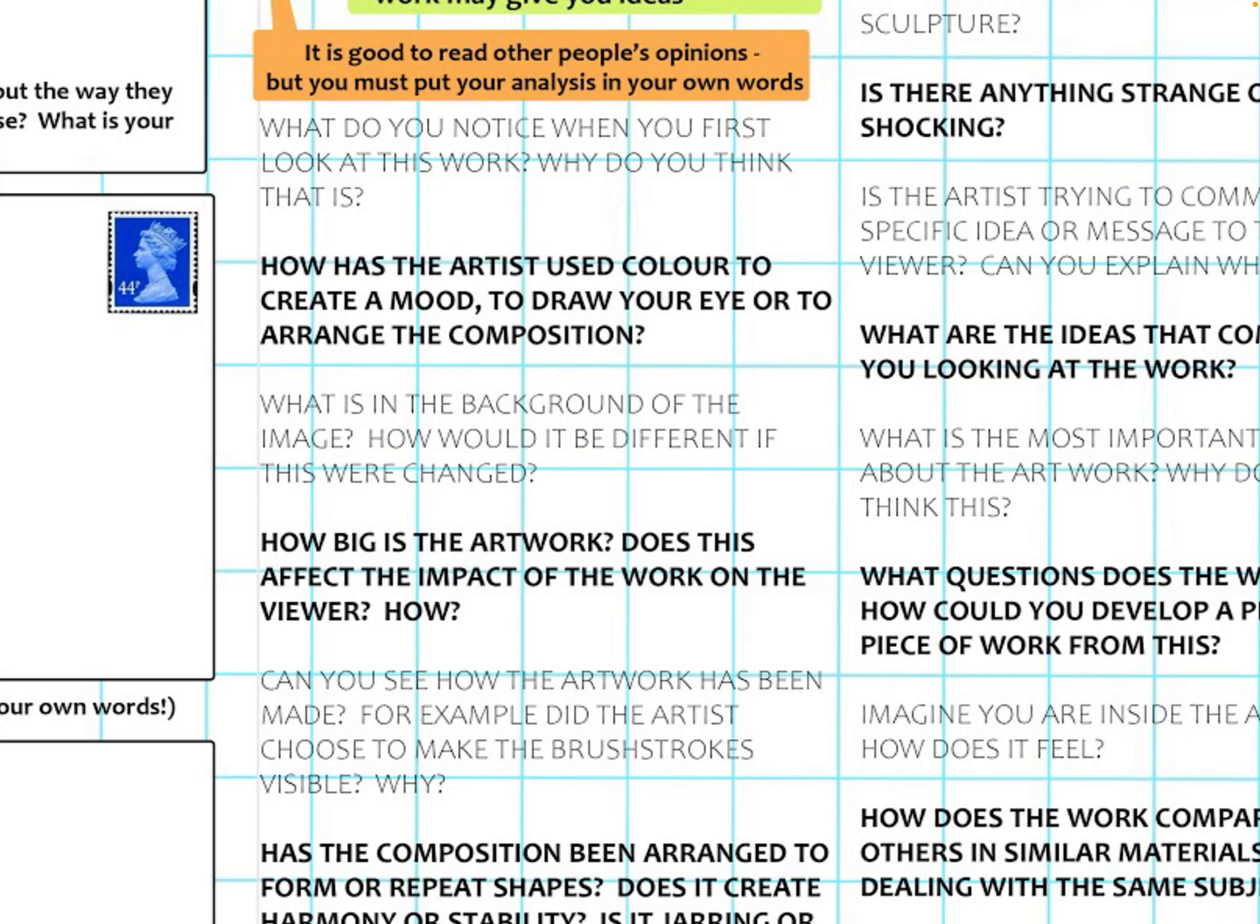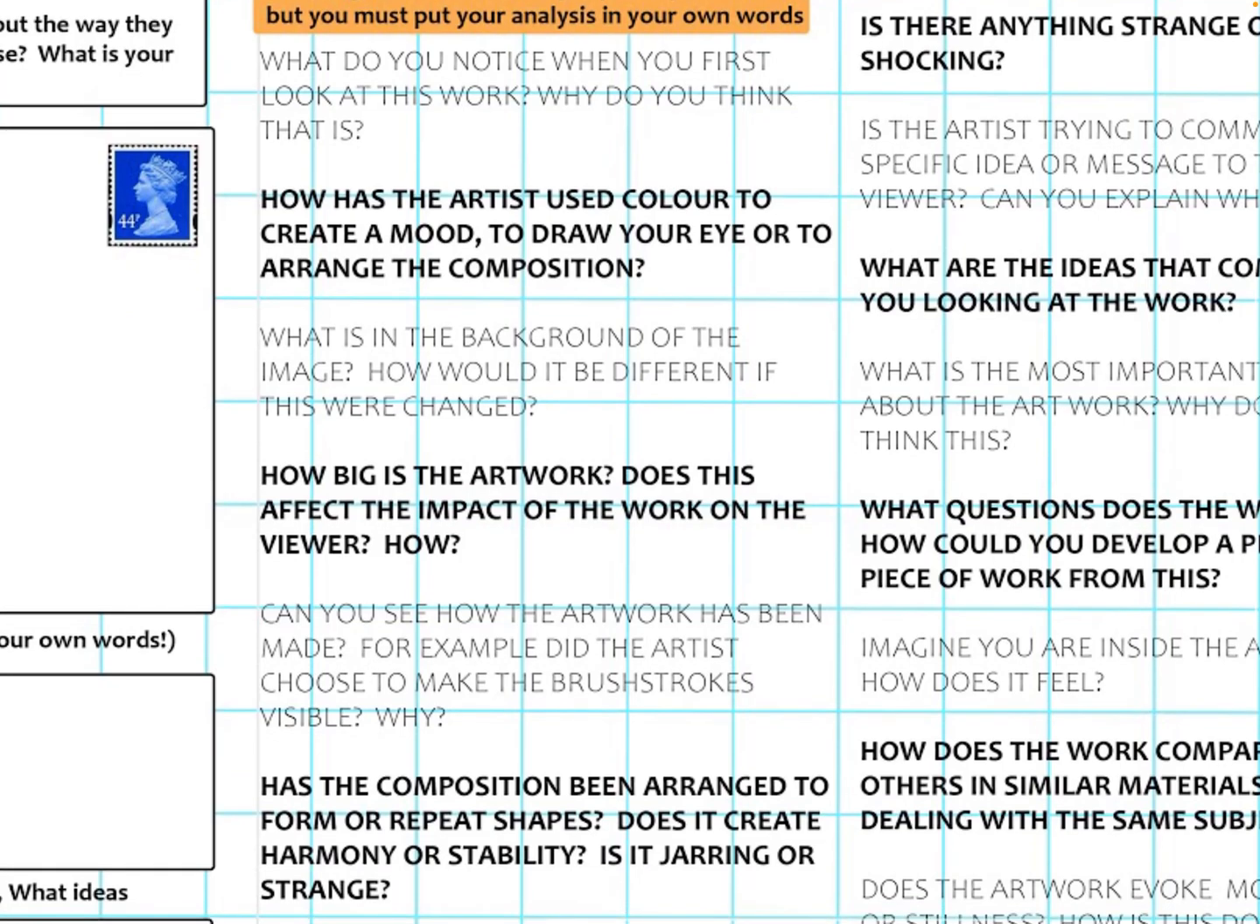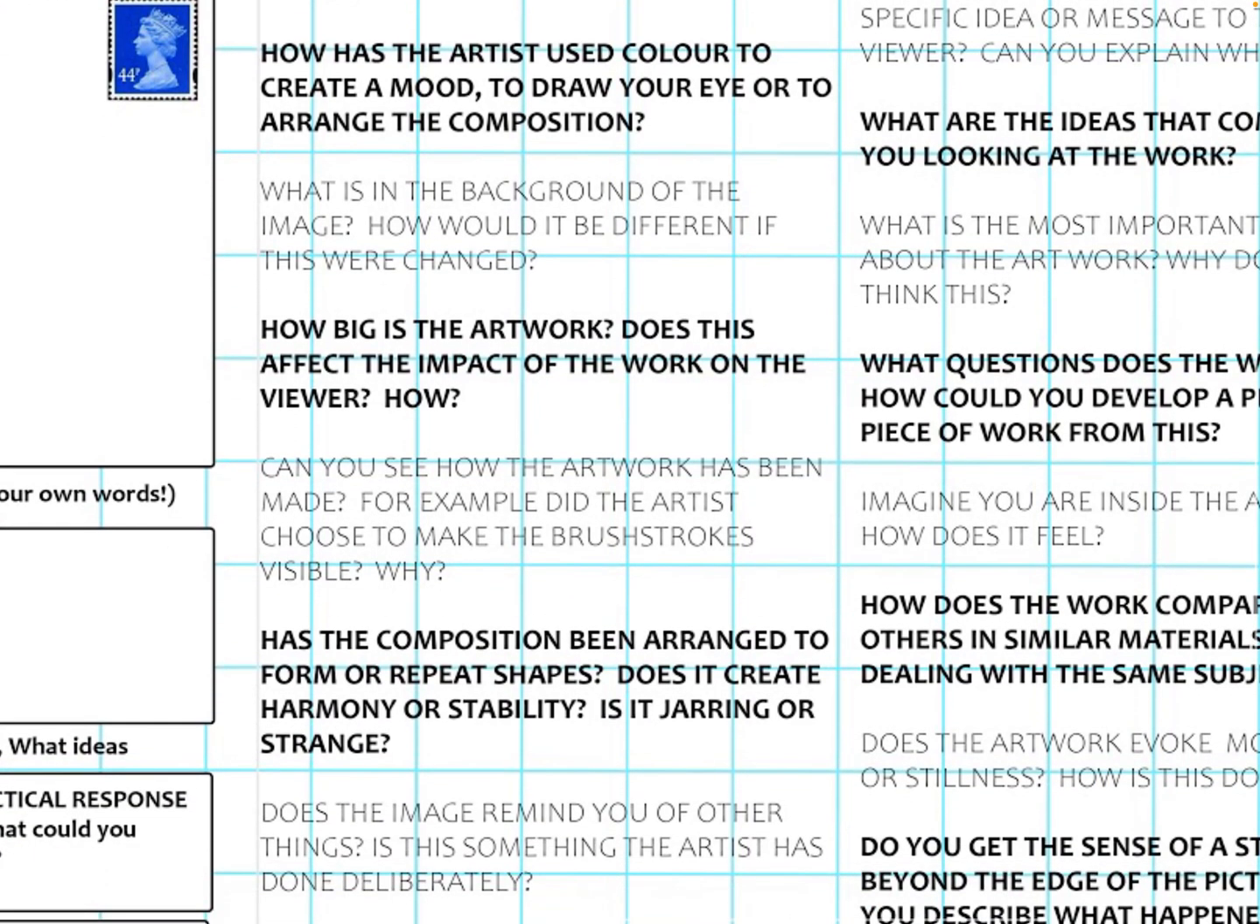Can you see how the artwork has been made? For example, did the artist choose to make the brushstrokes visible? Why? Do you think it was done quickly? Can you see if they've really taken their time over it, because it's very, very complex? Did they plan it out in some detail? Did they draw it from life?